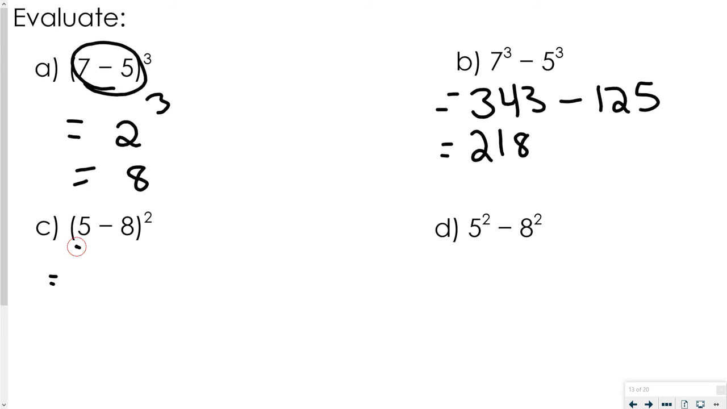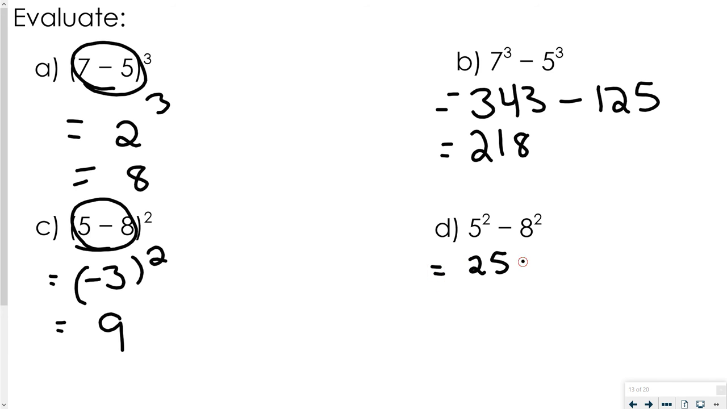Down here, again, simplify inside the bracket first. 5 subtract 8. You're actually going to get a negative this time, squared. Keep it in the bracket so that you know that the whole thing is being raised to the power. So -3 times -3 is +9. And in D, 5 squared, 25, minus 8 squared, 64. 25 minus 64 is going to give you -39.